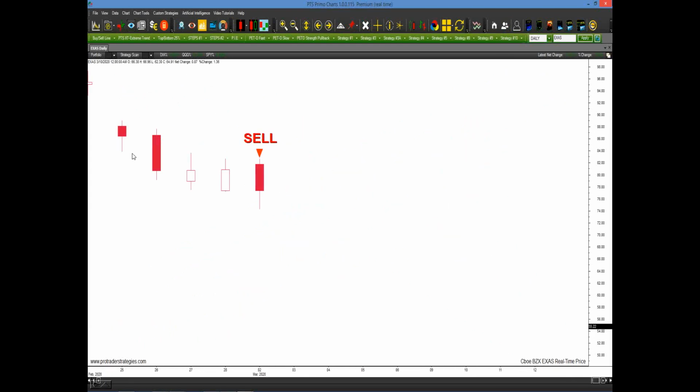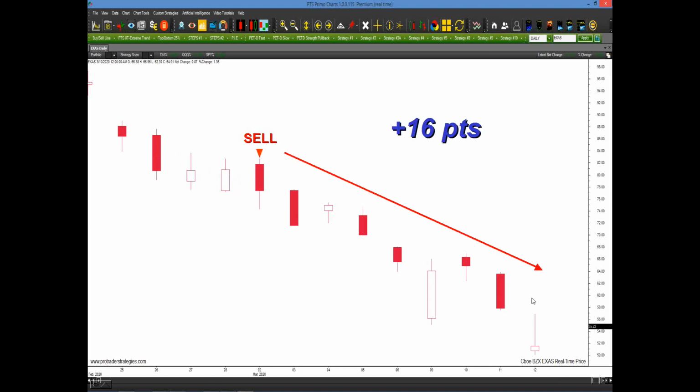EXAS, all right? Once again, we're kind of headed lower, not really that strong of a downtrend, but the PET D is telling us all the bars are red, so we don't want to be long. We only want to be a seller. A sell signal was generated. The stock fell 16 points coming into last week.